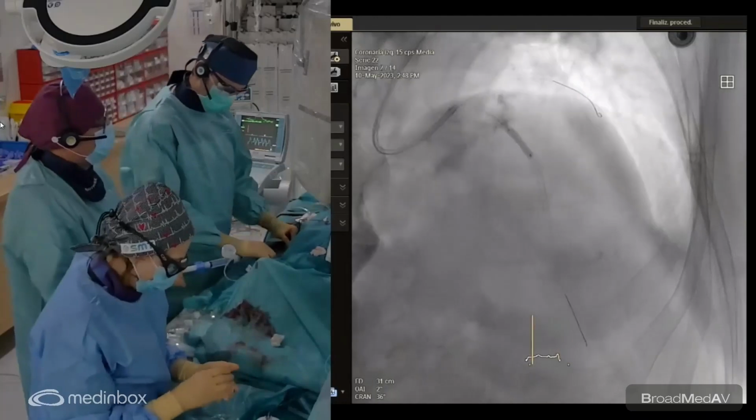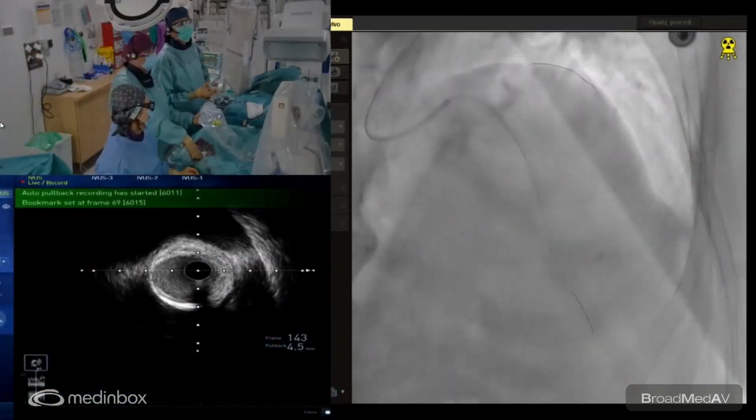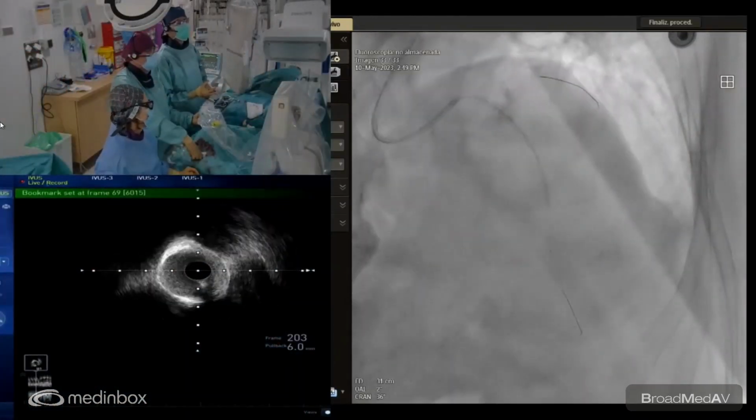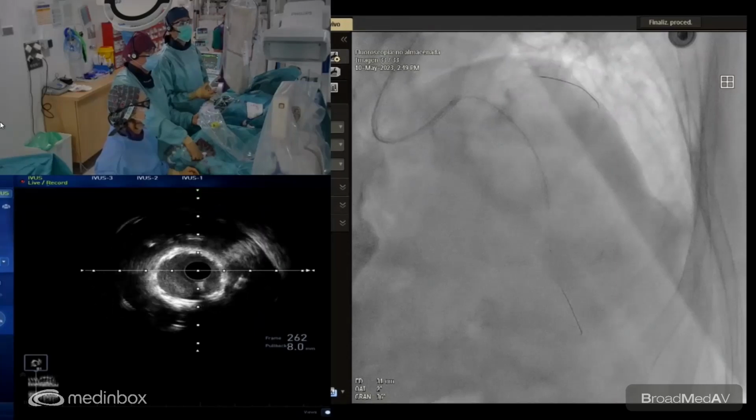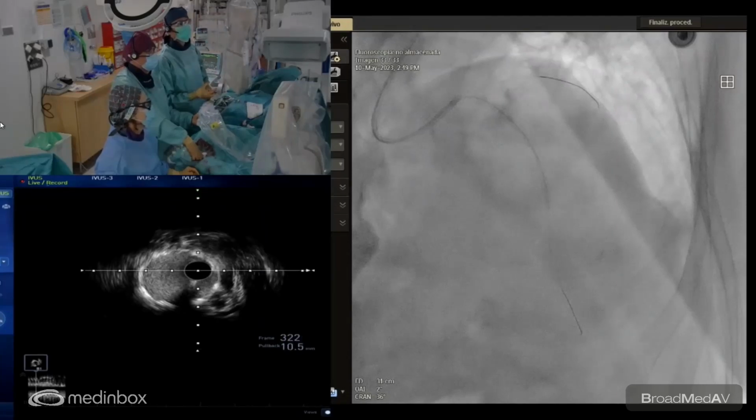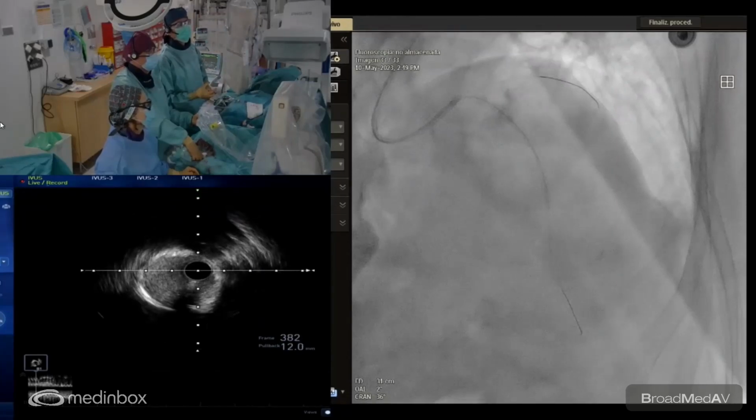Okay, let's do IVUS now. Let's check if there is any dissection or something at the distal part of the stent. There is no dissection. The expansion is good. The position is good.